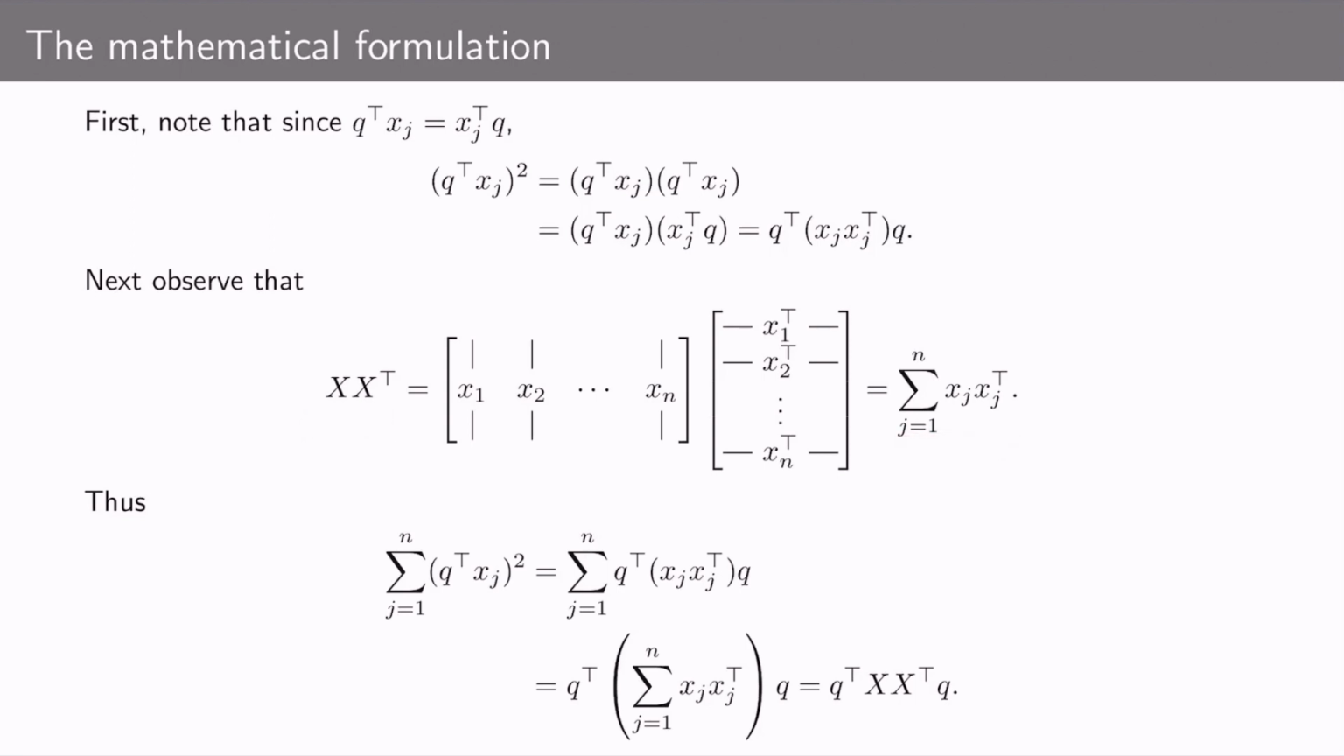I'd like to use these observations to transform the expression for the variance. So the variance is the sum of Q transpose xj squared. I can take this Q transpose xj squared and replace it with Q transpose xj xj transpose Q. So I've done that here. Now I can factor this Q out of the sum on both sides. So I have a Q transpose out here, then I have a sum of xj xj transpose on the inside, then I have a Q on the right. But as we've seen, this sum of xj xj transpose is just X X transpose. So I can write this variance as a very nice little matrix product: Q transpose X X transpose Q.